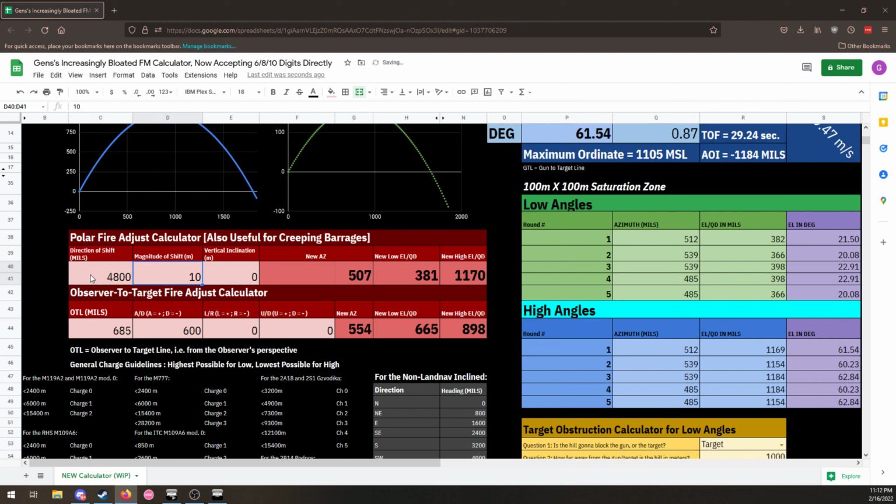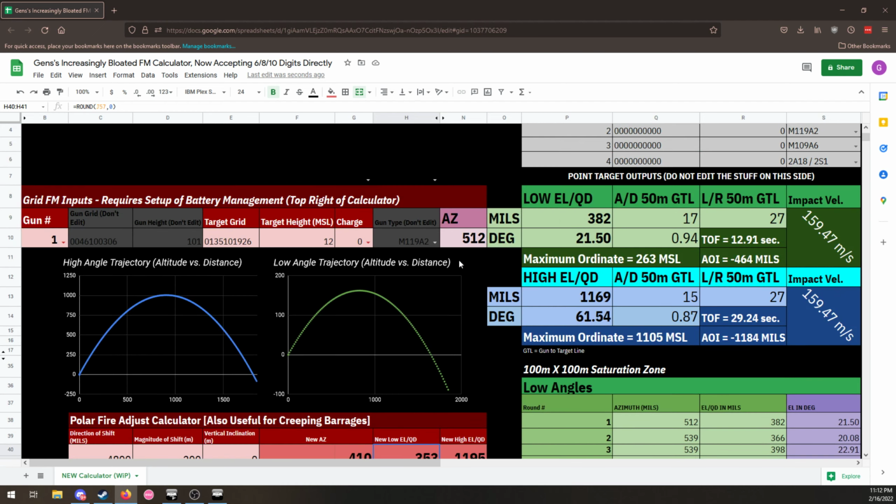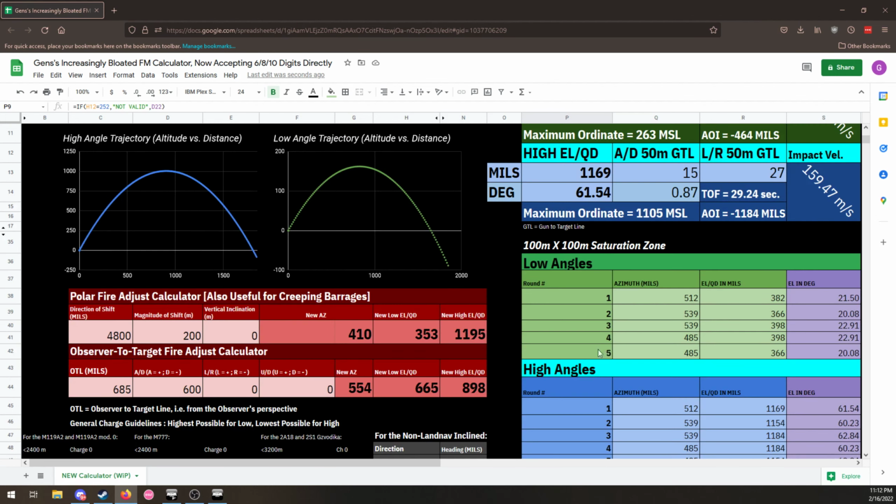The magnitude of the shift is going to be 200 meters. And vertical inclination here just refers to whether the point that you're shifting to is higher or lower than the point you were just shooting at. In our case, we're just going to assume a level field. It's going to more or less pan out the same. So we'll just leave that as 0, and we can see that we have a new azimuth of 410 and a new elevation of 353, as opposed to our old azimuth of 512 and our old elevation of 382.